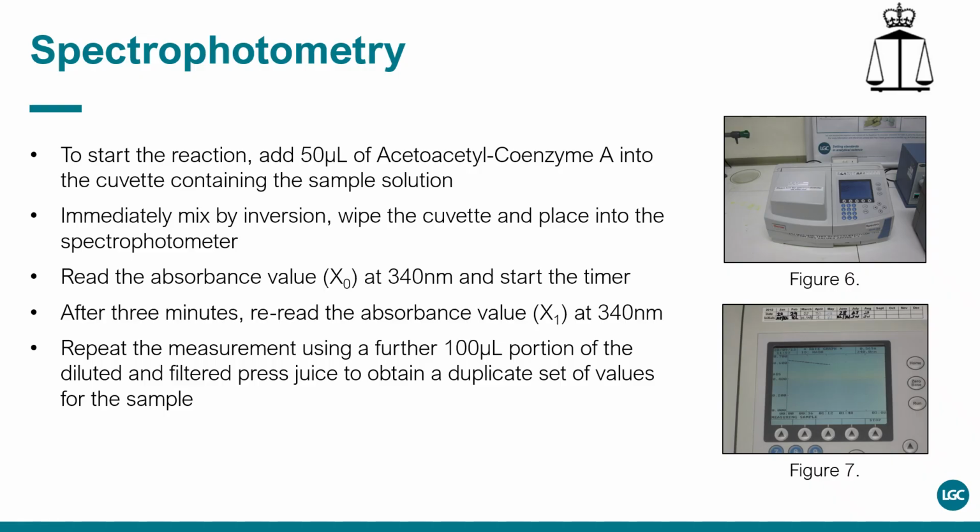To start the reaction, add 50 microliters of Hydroxyacyl-Coenzyme A and immediately mix by inversion. Wipe the walls of the cuvette and place it into the spectrophotometer. Read the absorbance at 340 nanometers and start the timer. After 3 minutes, read the absorbance at 340 nanometers again. The measurement procedure should be repeated with the second 100 microliter aliquot of the diluted sample pressed juice.